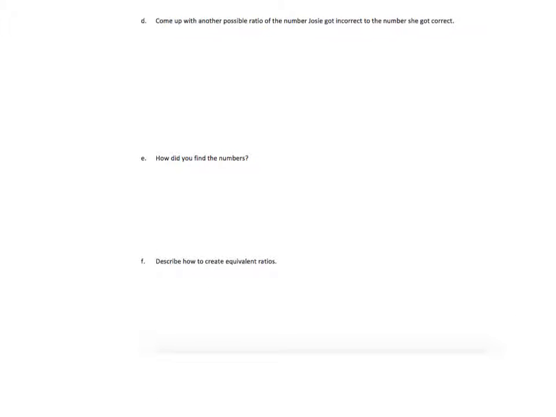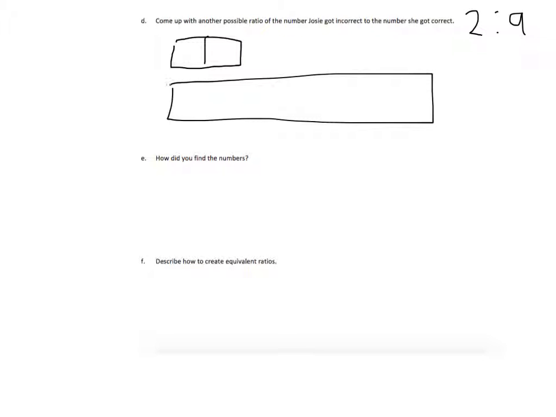Okay, let's look at 3 last questions about Josie's situation and equivalent ratios. The first question: come up with another possible ratio for the number Josie got incorrect to the number she got correct. So let's remember that our original ratio was 2 to 9. 2 incorrect to 9 correct. So let's start off again by making our tape diagram. 2 in the top box for the 2 incorrect, and then 9 in the bottom box. 1, 2, 3, 4, 5, 6, 7, 8, 9.